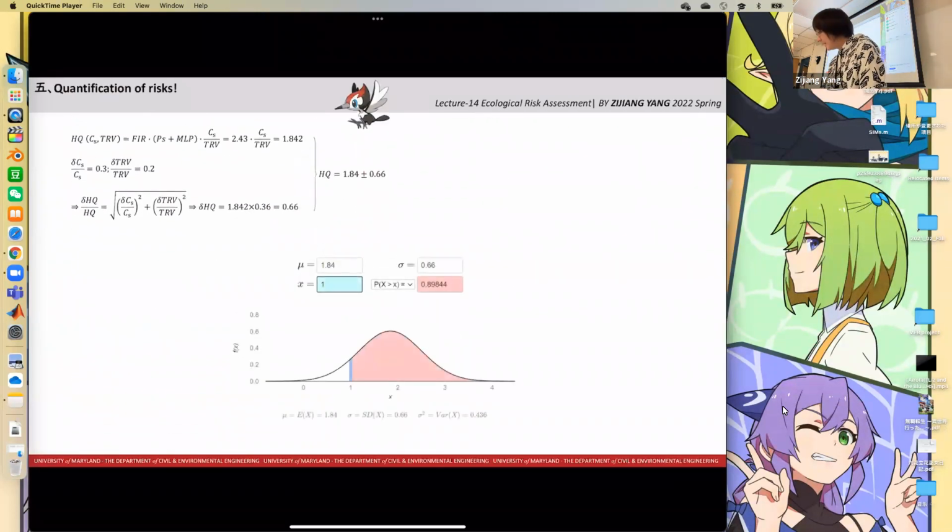So if we do the same thing, we can see that the probability of HQ being greater than 1 becomes 0.89 or 0.90, something like this. We can see that the probability decreased. So in other words, when we have more uncertainties in this equation, it is harder for us to determine if HQ is greater than 1 or smaller than 1.